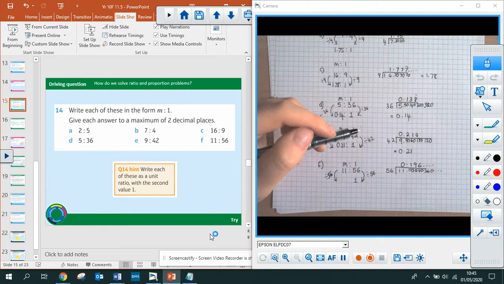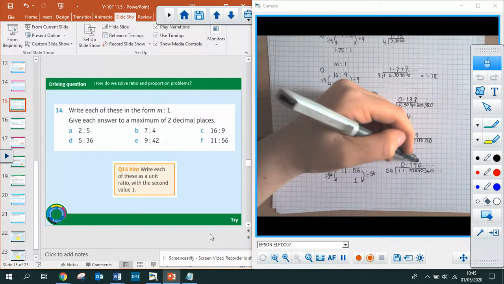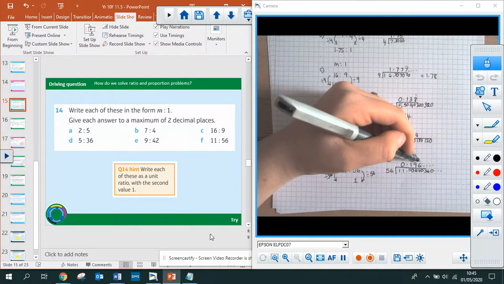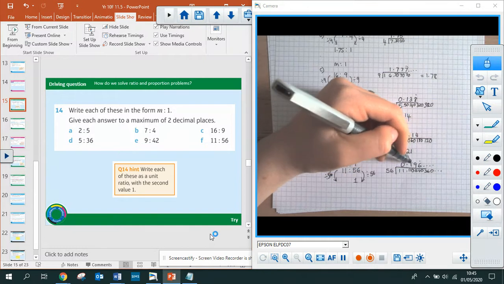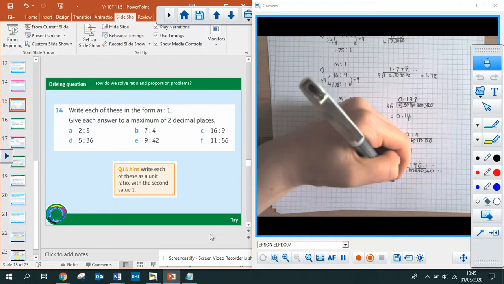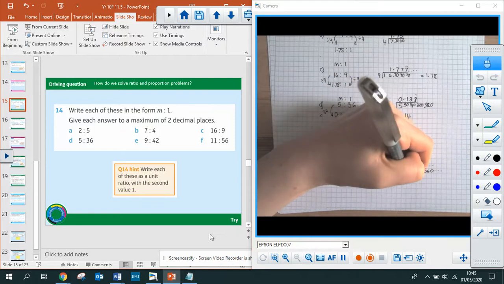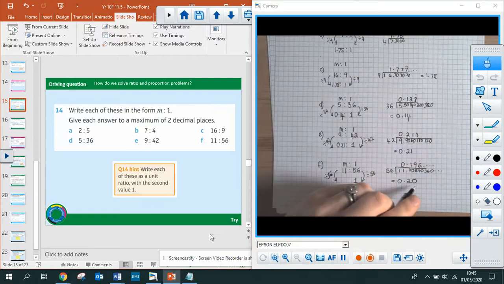So we look at the number, the third decimal place along, it's 6, so it's more than 5, so it's going to round my 9 up to 10, so actually it becomes 0.20. Okay, 0.20. We don't need that 0 on the end there.